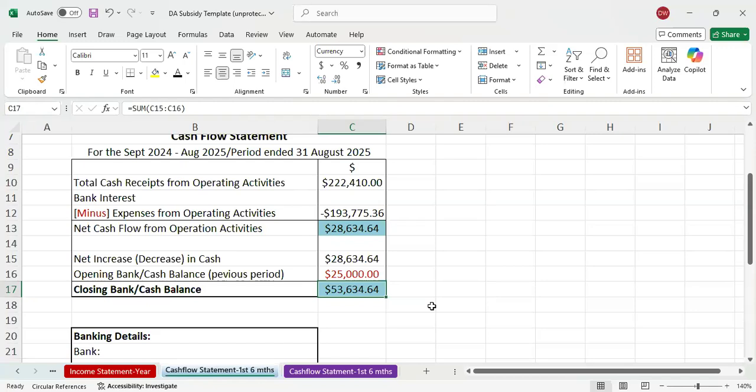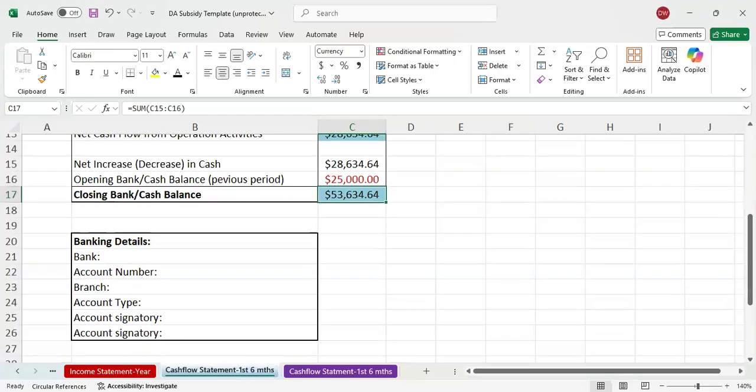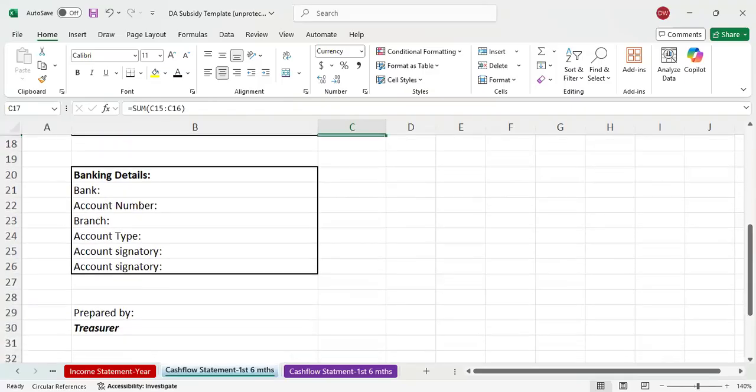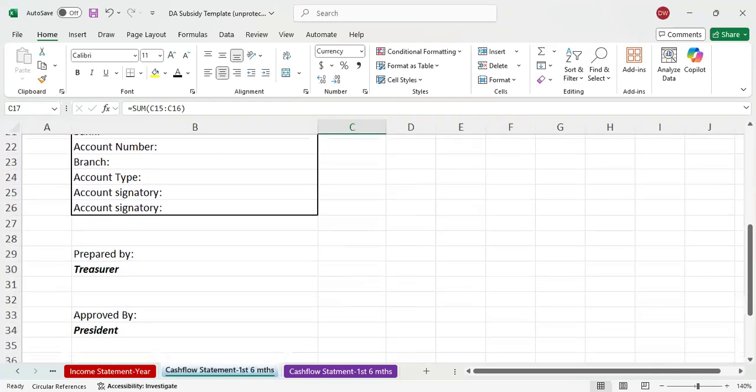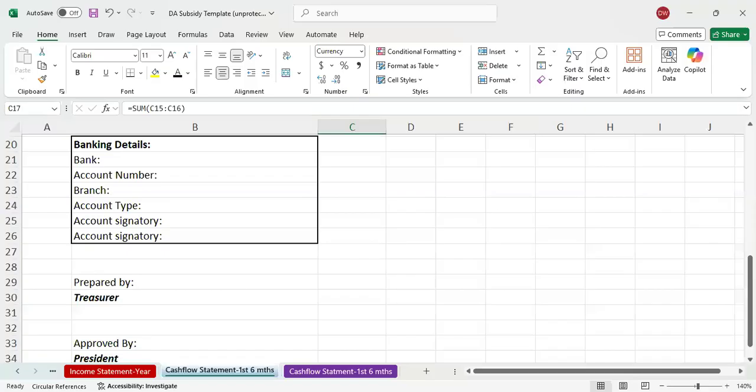Please note also that the bank details have to be recorded on the spreadsheet and the two signatories have to sign on the spreadsheet as well. If the signatories do not sign or are unable to sign, then their names must be recorded on this document. And as usual, the document will have to be signed and checked by the treasurer and the president.